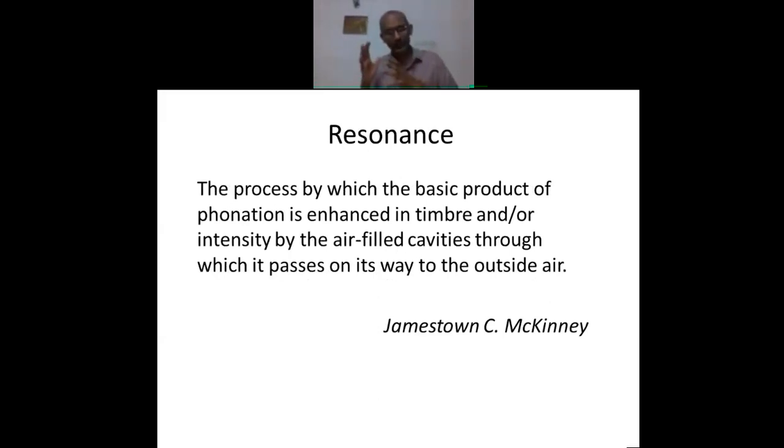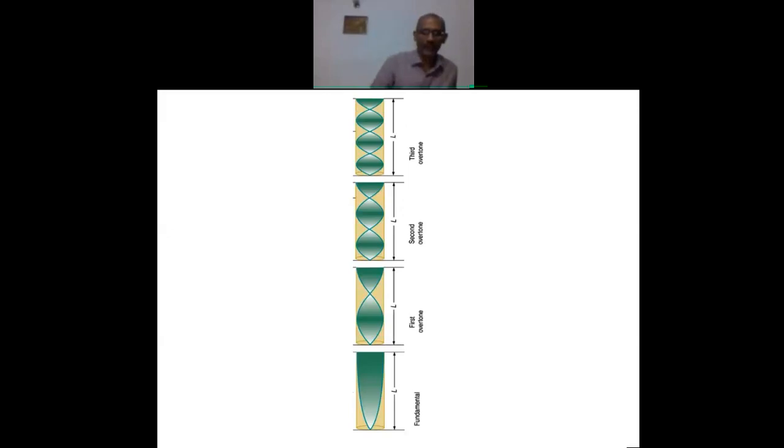The next two things we remember in speech are resonance and articulation, which convert the fundamental frequency into the human individual voice and speech. Resonance describes the process by which the product of phonation is enhanced in timbre and/or intensity in the air-filled cavities through which it passes on its way to the outside air. This is actually a horizontal picture I've rotated into vertical, just to give an idea of how it happens in human beings. What is happening below, you see the word fundamental. And what is happening above is basically the diagram of the overtones and the increase in frequency, okay?